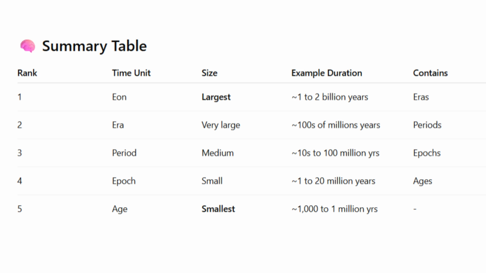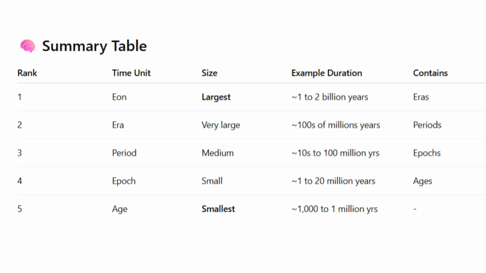Example: the Phanerozoic eon, where visible life first appears. Next comes the era, still massive, lasting hundreds of millions of years. Eras divide eons into powerful chapters like the Mesozoic era, the time when dinosaurs ruled the Earth. Then we reach the period, a medium-scale division lasting 10 to 100 million years. Like the Jurassic period, known for its lush greenery and giant reptiles.